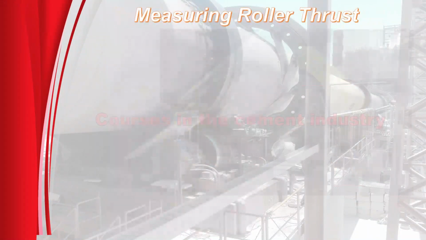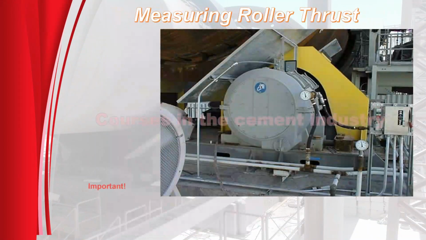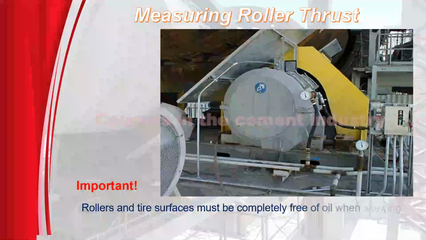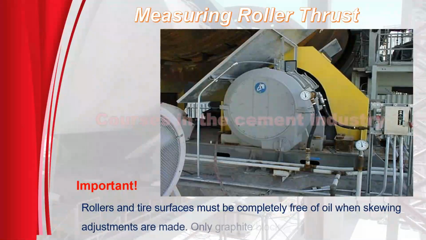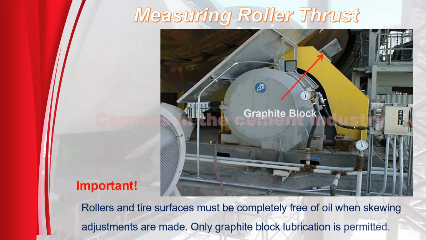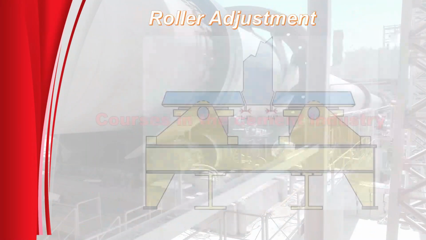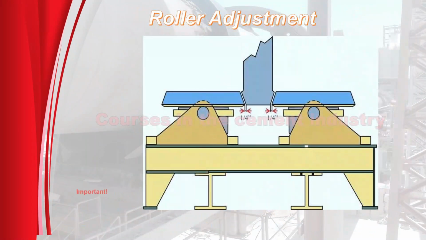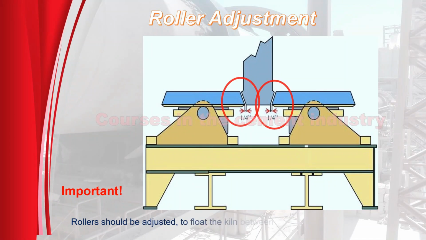Measuring roller thrust. Important: rollers and tire surfaces must be completely free of oil when skewing adjustments are made. Only graphite block lubrication is permitted. Roller adjustment. As shown in this figure, important: rollers should be adjusted to float the kiln between the upper and lower thrust rollers.